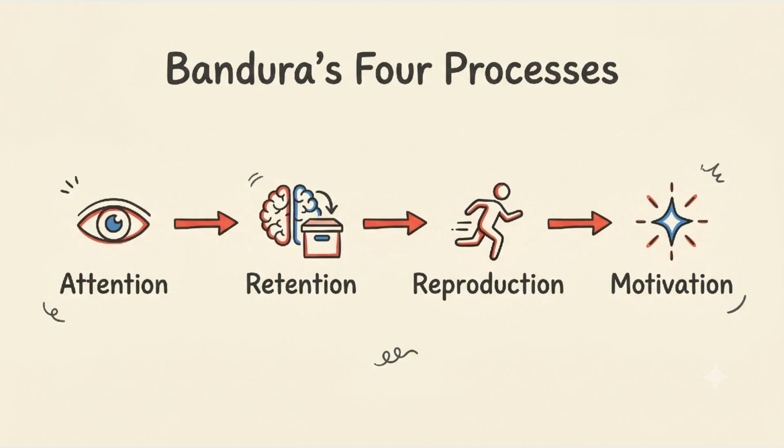Third, reproduction. You translate that stored representation back into physical action, which of course requires that your body is actually capable of the movement. And fourth, motivation. Even with the first 3 in place, nothing happens unless you have the incentive to perform it. Attention, retention, reproduction, motivation. 4 links, and the chain only works if all 4 hold.